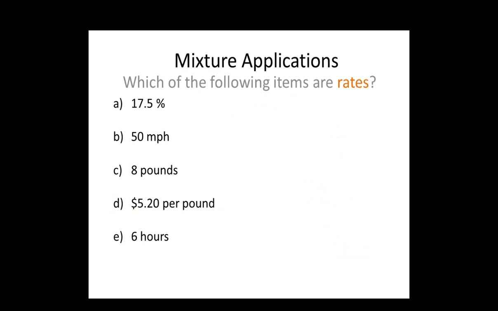Take a look at these 5 items and decide which ones are rates. Once again, you should be looking for the word per. Look for that word per, decide which ones are rates, make a little note which ones you think are rates, and see if you get this answer. Everything except for the pounds and the hours.